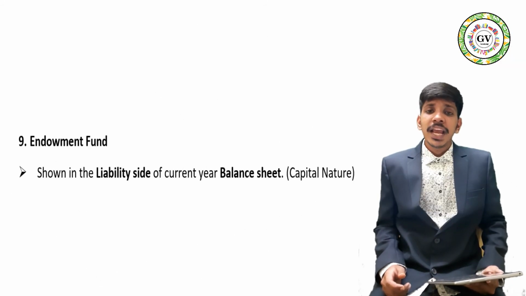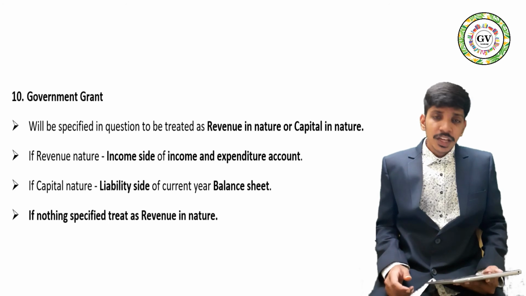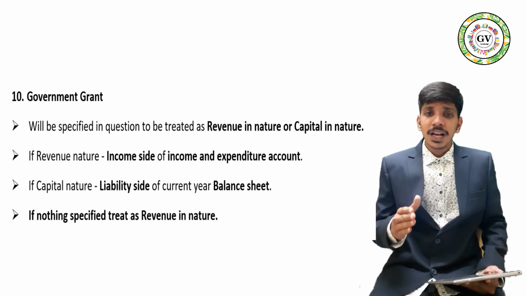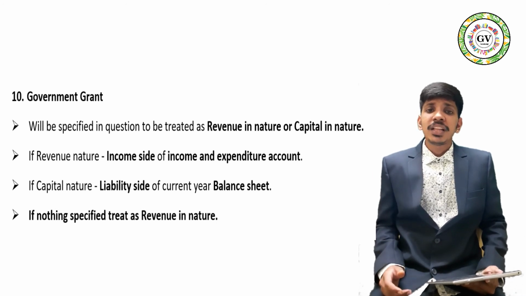Endowment fund. The endowment fund will be shown on the liability side of the current year balance sheet. Government grants. If the government grant is specified, then it will be shown in the capital, that is, added to the capital in the current year balance sheet. If nothing is specified, it would be shown on the income side of the income and expenditure account.